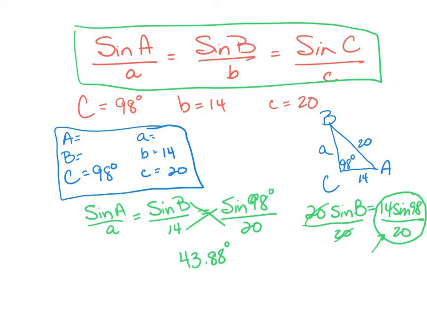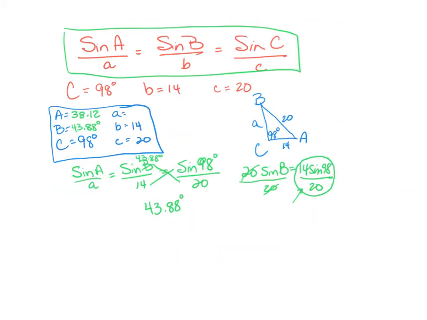So we have that big B equals 43.88 degrees. All right? So you can put that on the chart. Big B is 43.88 degrees. Can somebody find me big A? So now we subtract 43.88 and 98 from 180, and we get 38.12. You need that so you can solve the rest of the problem.